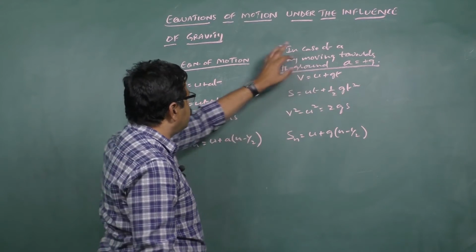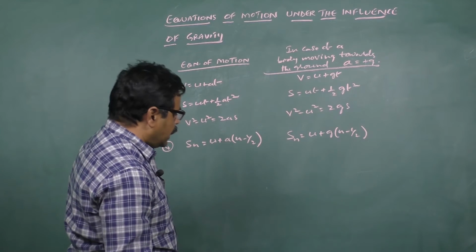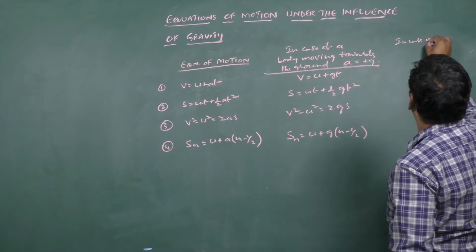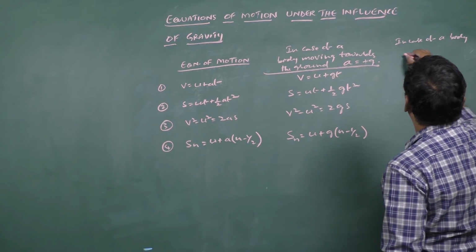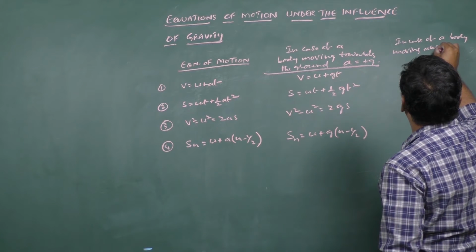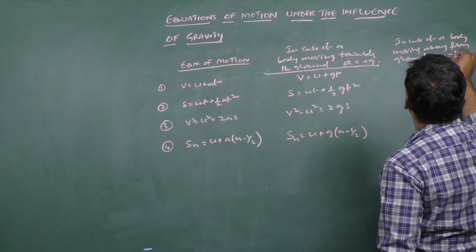So a is replaced by g here because the body is moving towards the ground, under the influence of earth. So a is replaced by plus g. And similarly, in case of a body moving away from the ground, a should be taken as minus g.